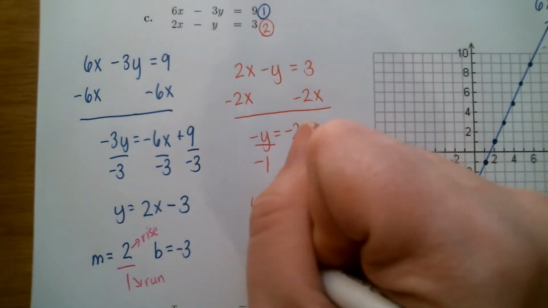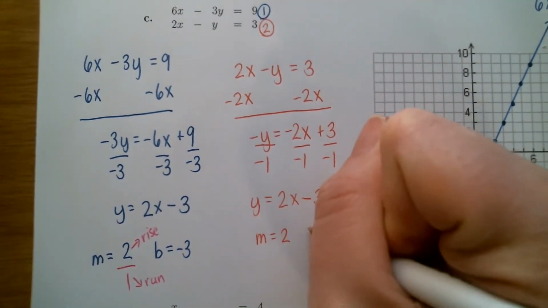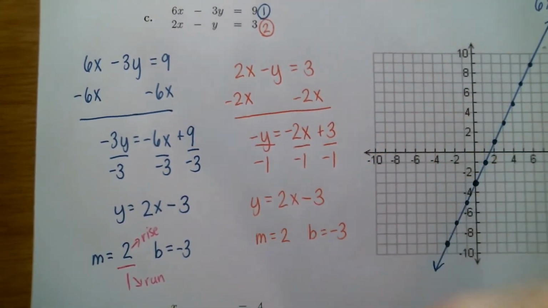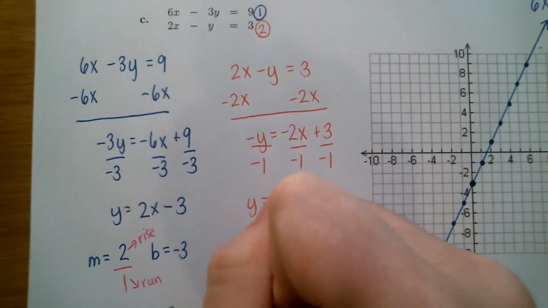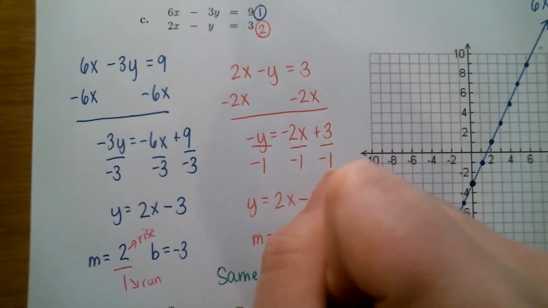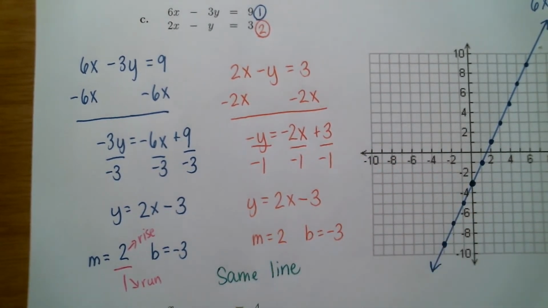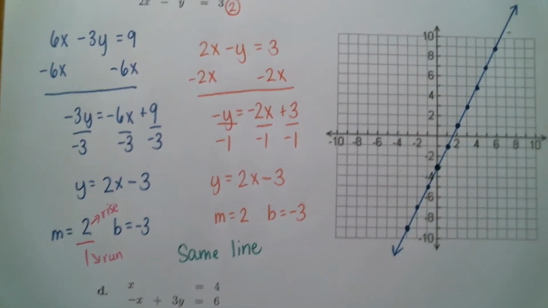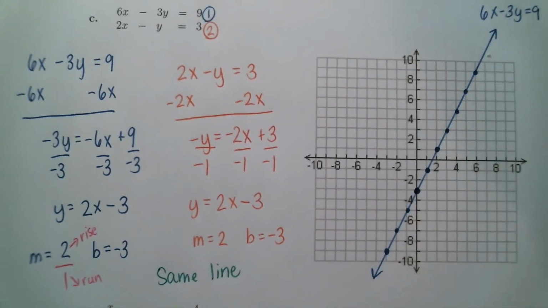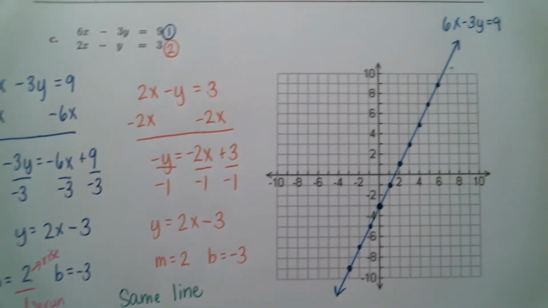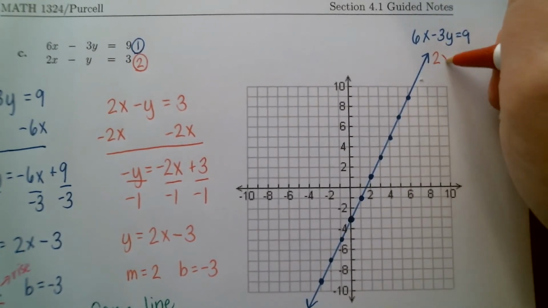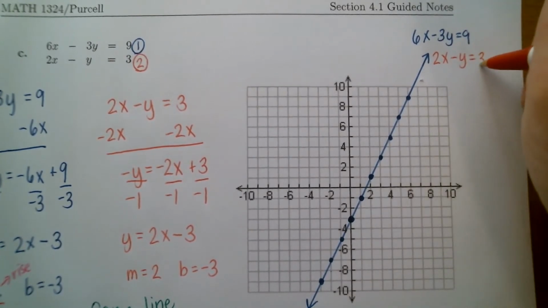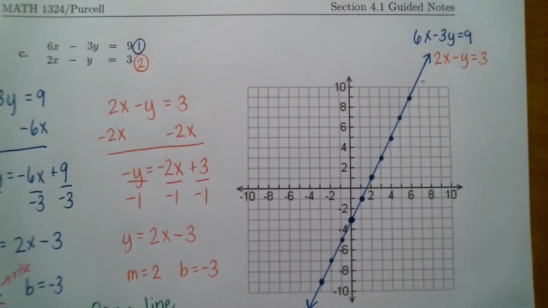I'll even write that down. The slope here is 2. The intercept is negative 3. So these guys are the same line, because they have the same slope and the same y-intercept. I'm not even going to graph the red line because it's the same thing as the blue line, but I will notate that this is also the graph of 2x minus y equals 3.